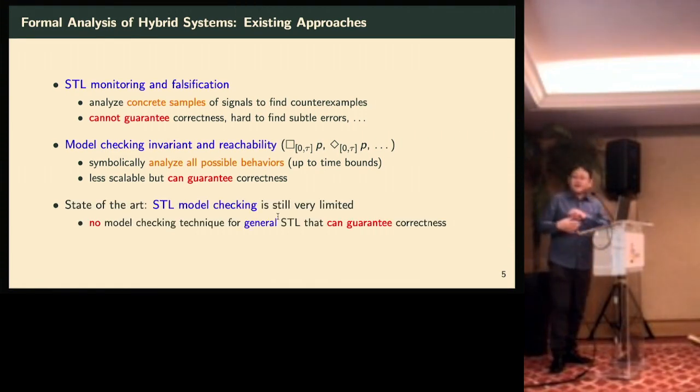But STL model checking for general STL properties was previously not much studied. Probably there are several reasons. One is that even for invariant and reachability properties, the performance is quite slow, for an obvious reason: we have to consider infinitely many signals and so on. So people focused on improving the performance of these reachability analysis techniques for many years. Probably that's the main reason.